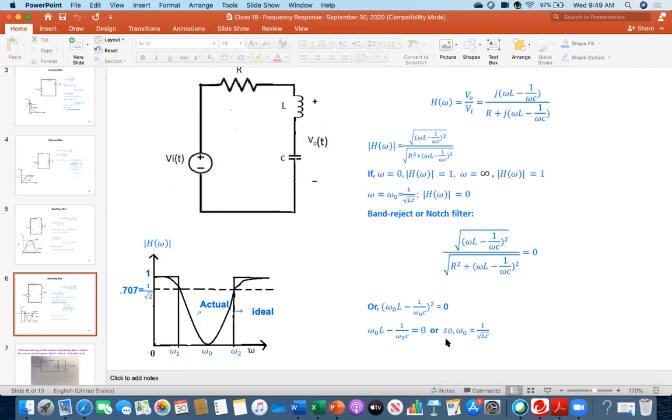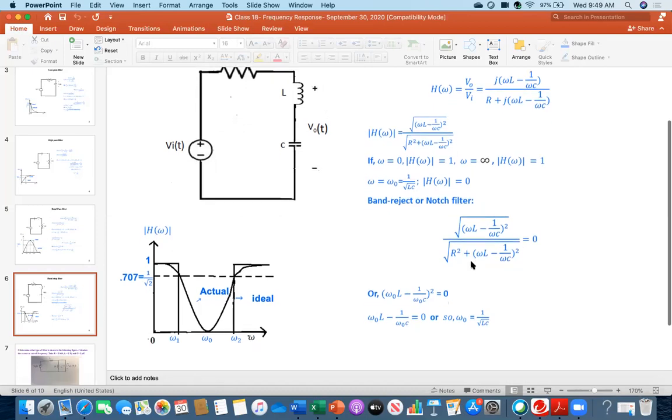you will be getting 1 over root LC. We concluded that here. So when omega equals omega naught, 1 over root LC, at that time the transfer function value is 0. For that, this is my transfer function, and I am equating it with 0 because I want to get this point. I have changed the symbol of omega to omega naught because at this point the value is 0. Then, squaring on both sides, you get this.